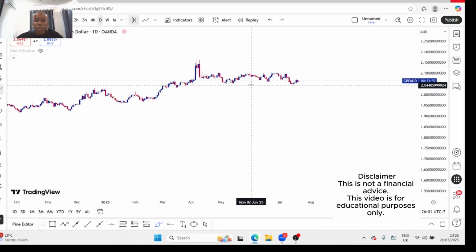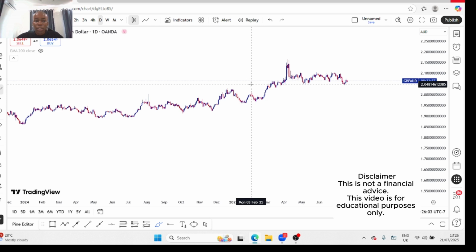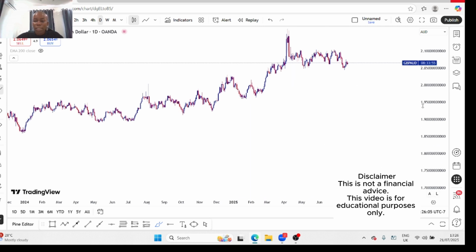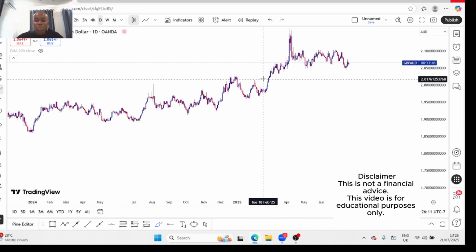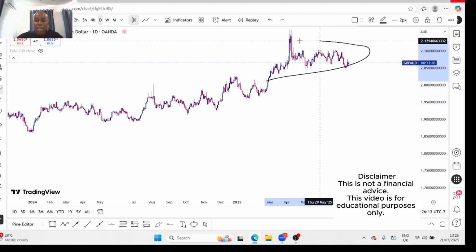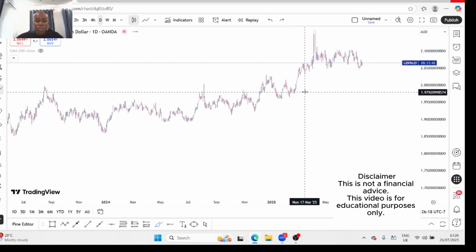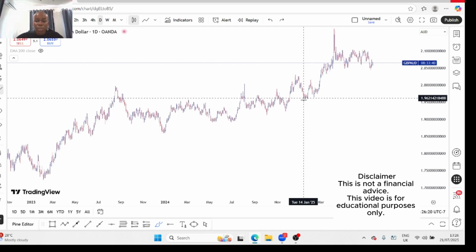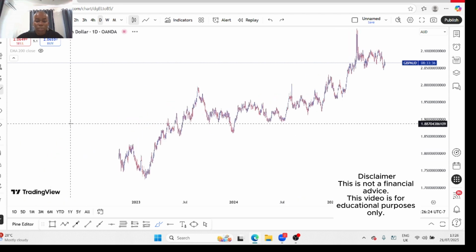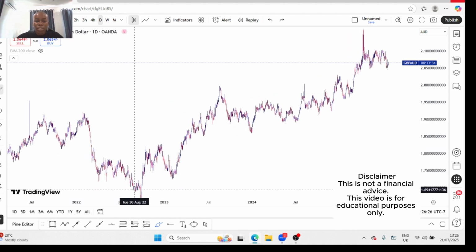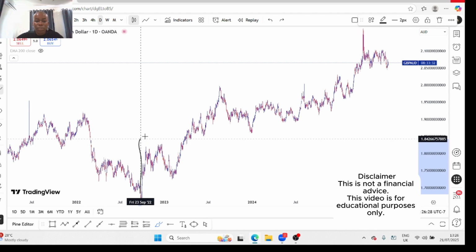I'm going to go down to the daily time frame, and as I narrow down even further, I would try as much as possible to focus on the most recent price action area, which is this. The reason I'm doing this is so that I can really pay attention to it. Of course, it's not wrong to start from the very beginning. Let's even start from the beginning.